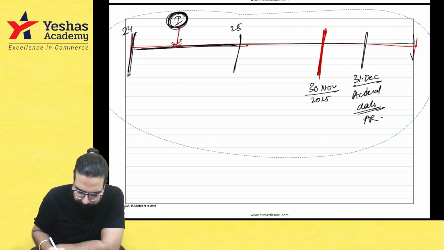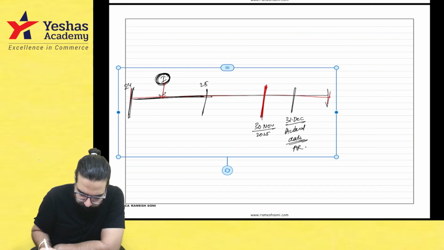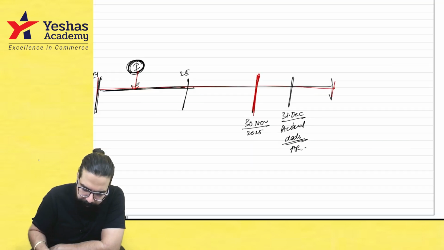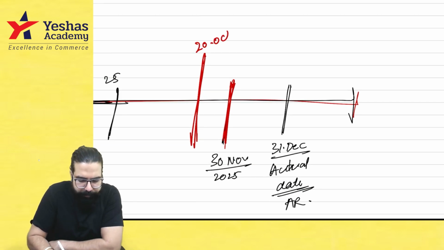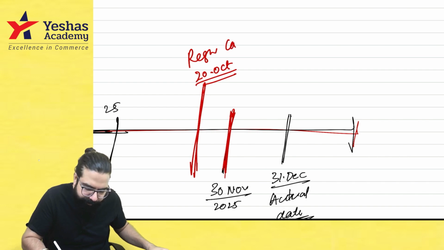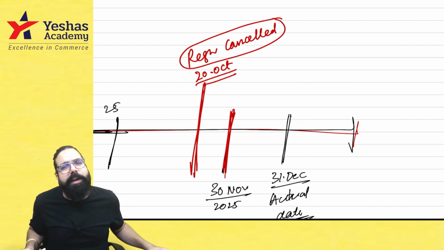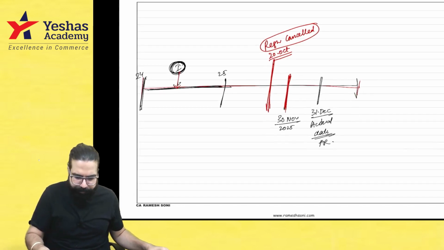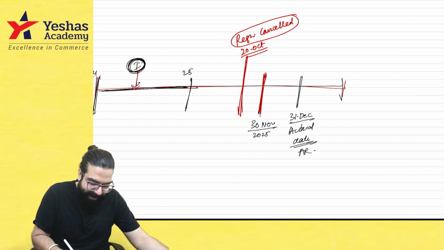You know what happened now? Before 30th November, for example, on 20th October, registration cancelled. They cancelled my registration. If they cancel your registration, sir, they cancel my registration. How do I take the invoice credit?